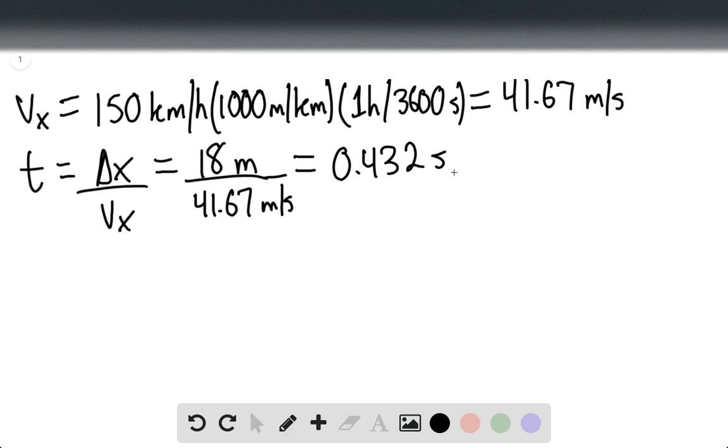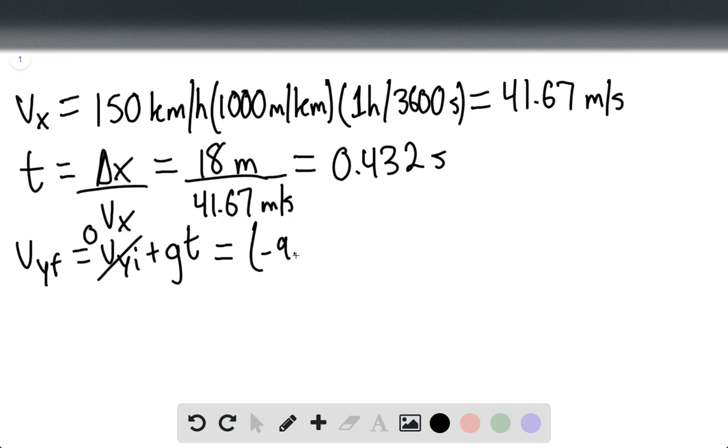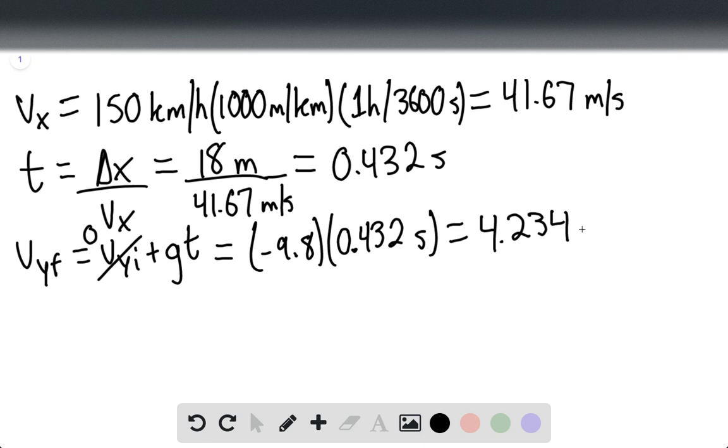seconds. So in order to find the final y velocity, this will simply be equal to the initial y velocity plus gt. The initial y velocity is 0, so this is equal to negative 9.8 times 0.432 seconds. And this is giving us 4.234 meters per second. And we can say that this is going to be negative because, again, gravity will cause the ball to be traveling downwards. So it'll be 4.234 meters per second downwards.